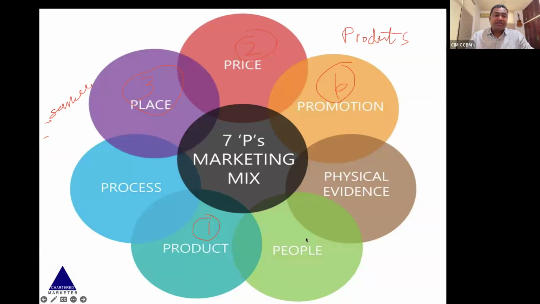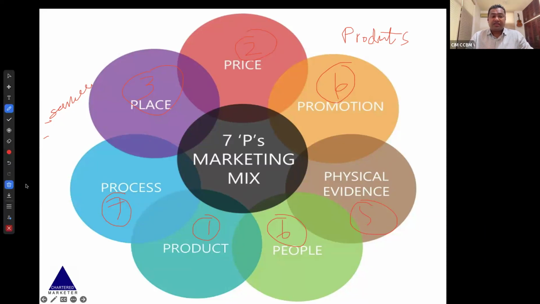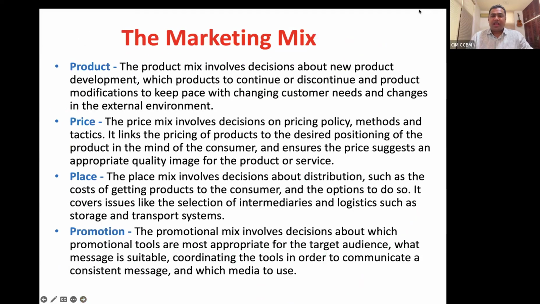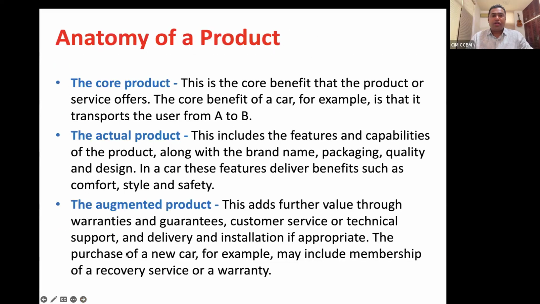So the service 3 Ps are physical evidence, people, and process. Put together, this is the 7 Ps or the marketing mix. The 4 Ps deal with products. The extended 3 Ps, physical evidence, people, and process, deal with services when you're selling services. We will delve into this and investigate each P. There is a description here on each P. You can read through that, so I'll go into each P.